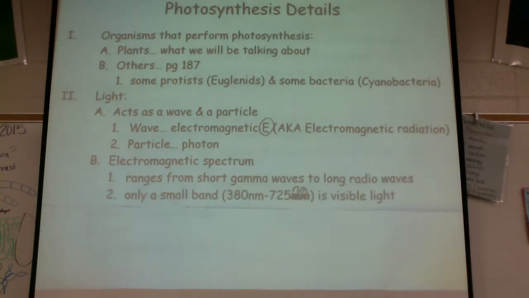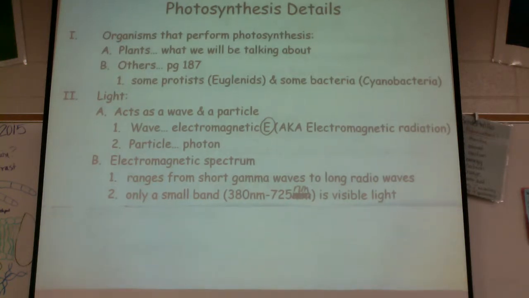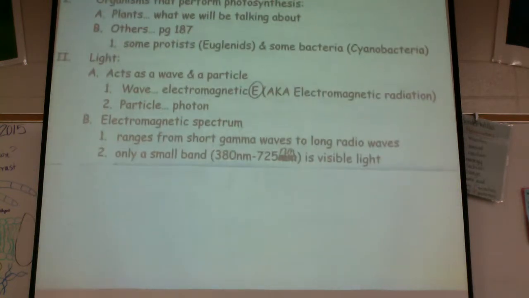The one that we're interested in when it comes to photosynthesis, though, is that really small band, okay, from 380 to 725 nanometers of that visible light. So what we kind of talk about being white light. But of course, as you know, when you look at white light through a prism, or through the prism that gets formed through rain, you're going to get that rainbow. And so it's that we're interested in.